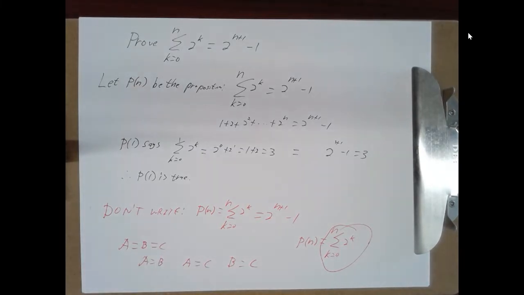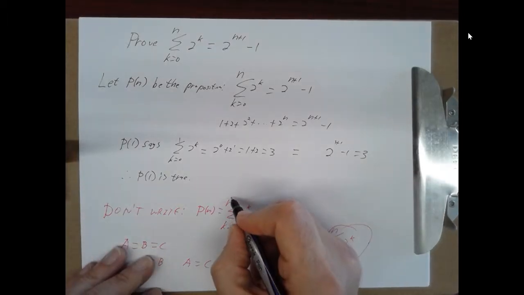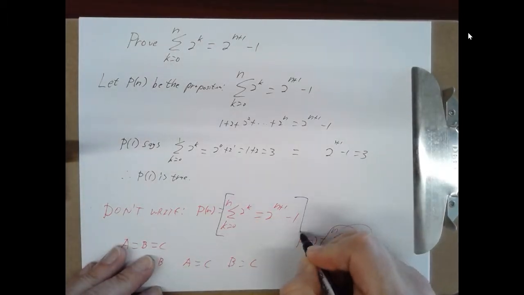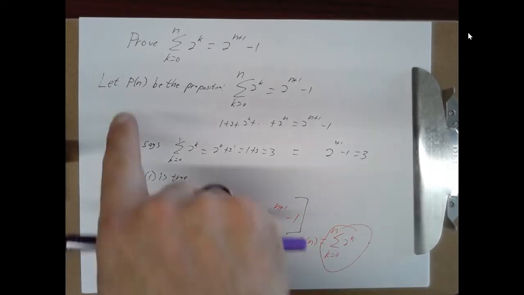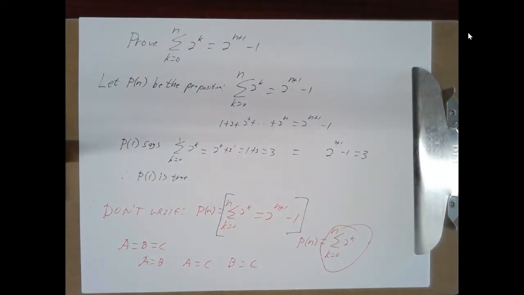I know what you mean. You mean to say that P of n equals this proposition, right? But we don't use equal signs for statements, okay? We're going to avoid that. If you want P of n to represent this statement, say something like, let P of n be this proposition.